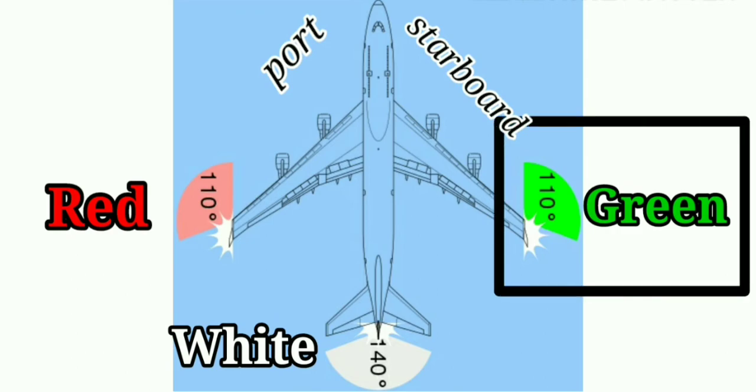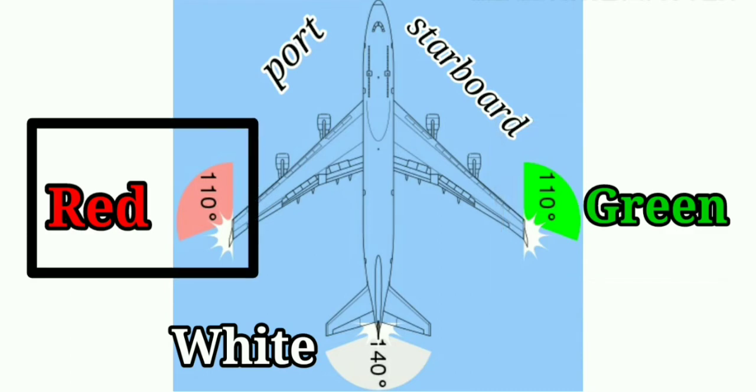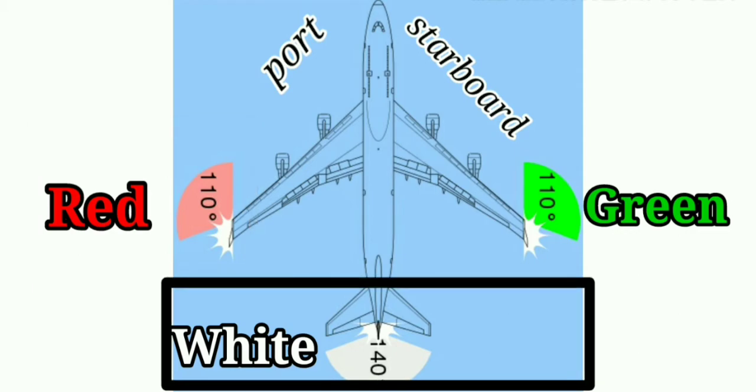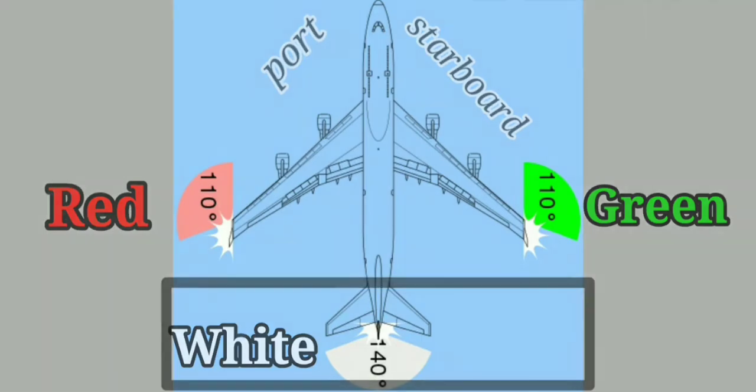Green light is near the starboard wing tip, visible in the horizontal plane ahead, with a divergence arc of 110 degrees to starboard. Red light is near the port wing tip, visible in the horizontal plane ahead, with a divergence arc of 110 degrees to port. White light is at the tail section, visible in the horizontal plane to the rear, with a divergence arc of 140 degrees.